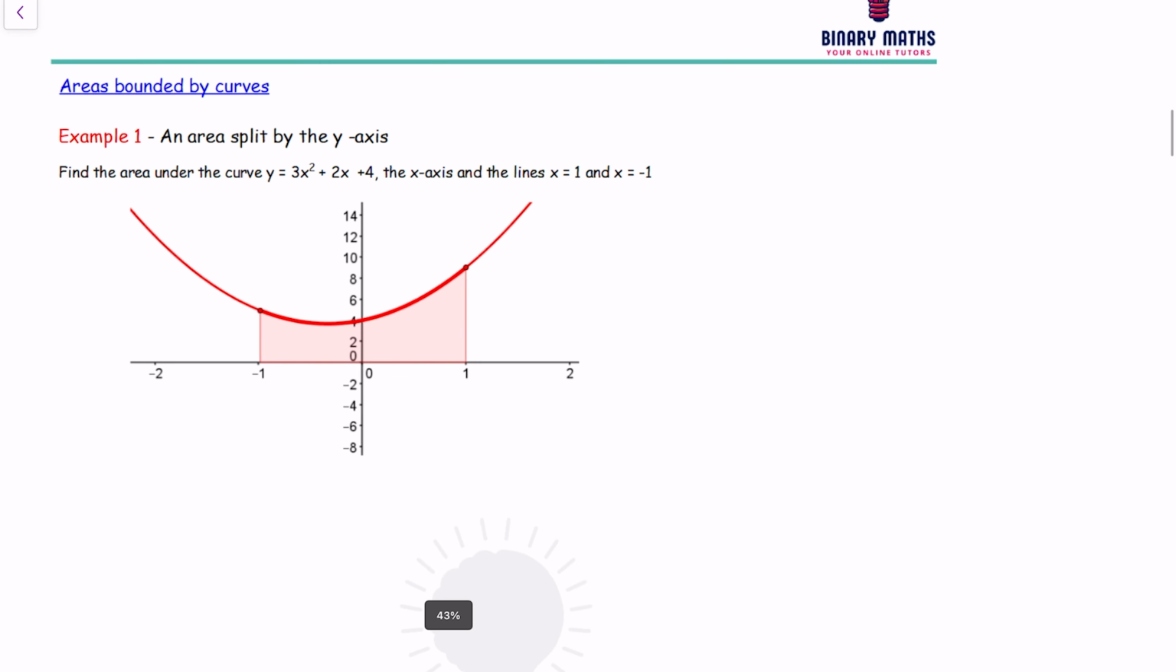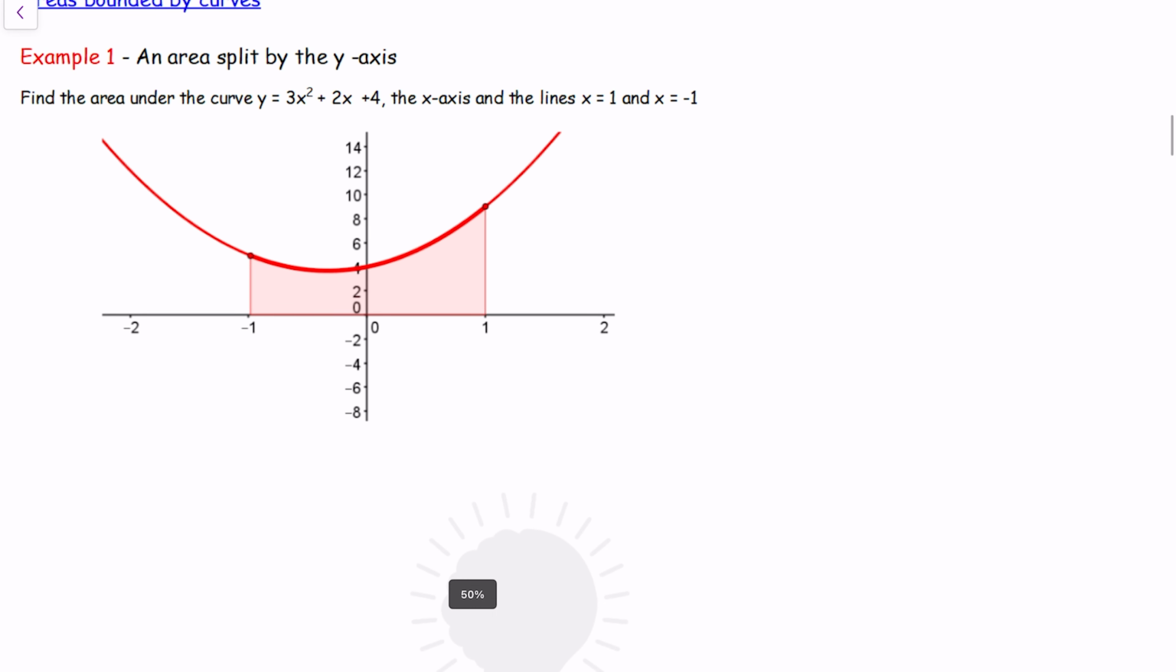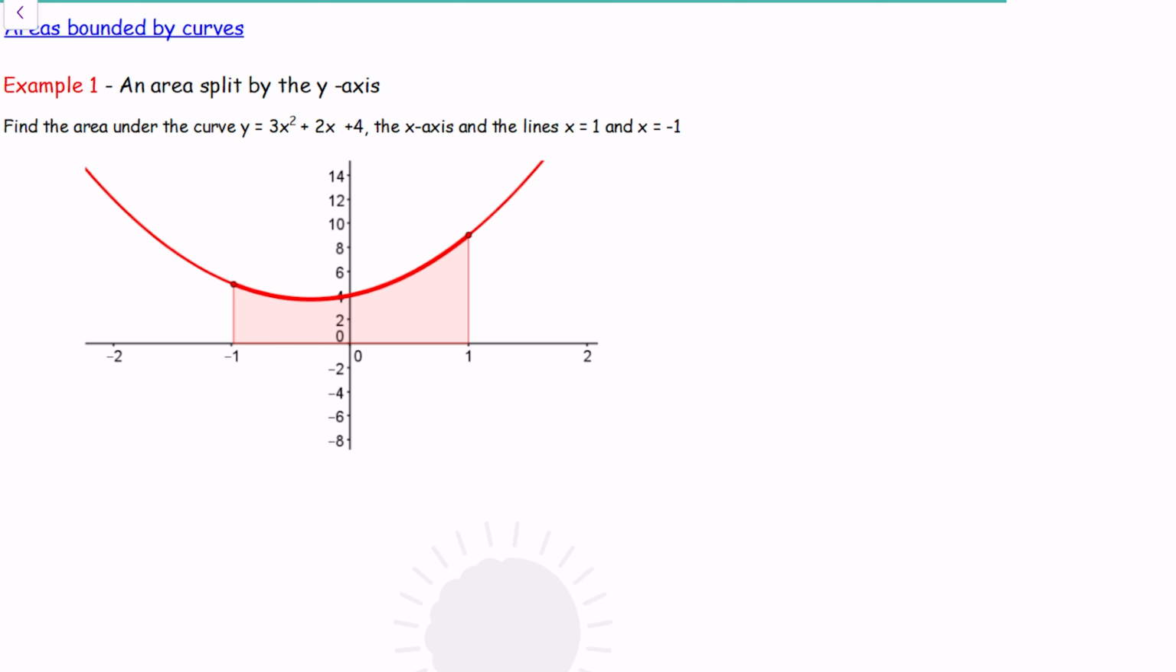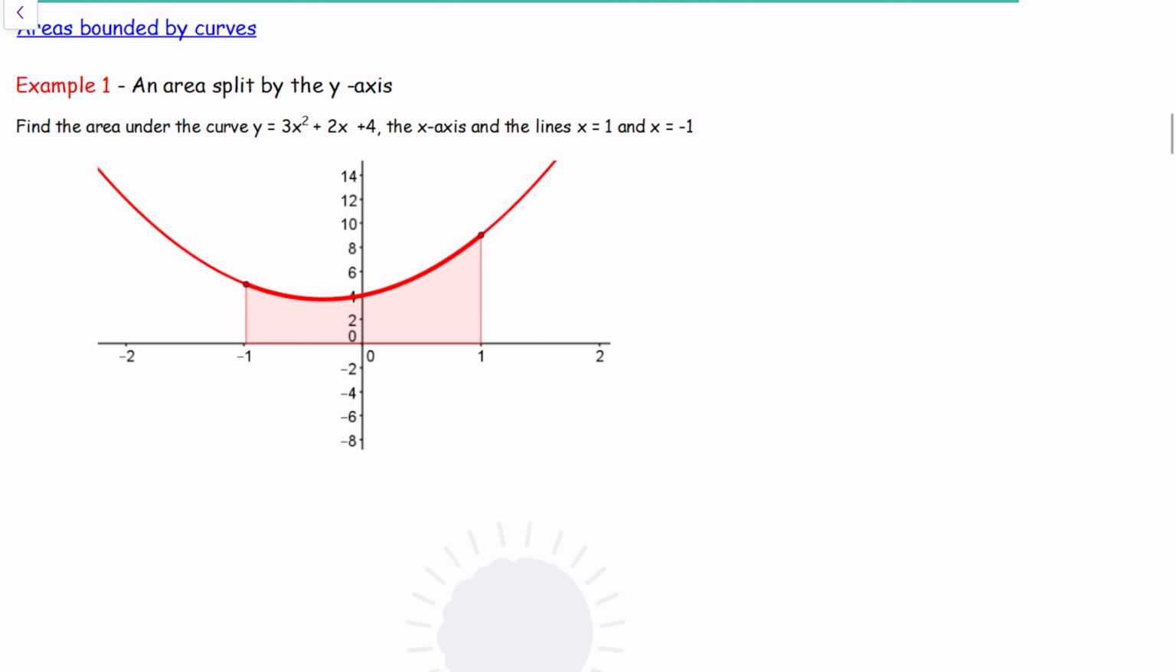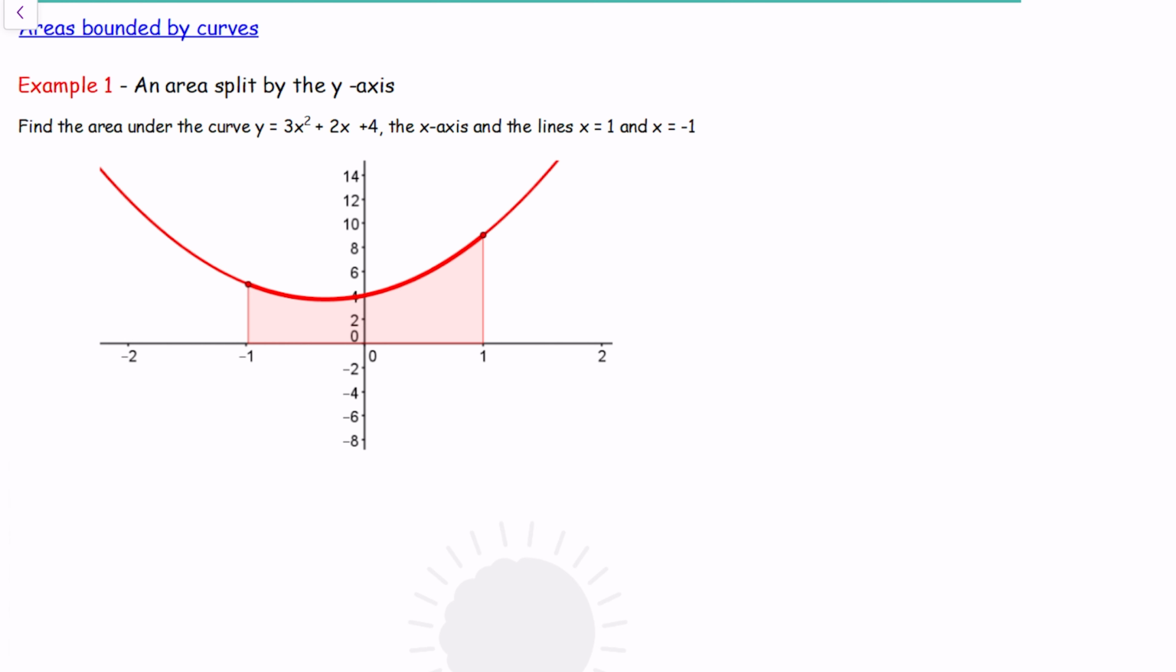Question 3, area bounded by curves. So here's example 1, an area split by the y-axis. If it's split by the y-axis, it doesn't matter. It's one section still, so you can integrate it as one integral. So find the area under the curve y is equal to 3x squared plus 2x plus 4, the x-axis, and the lines x equals 1 and minus 1. So you can see the y-axis is in that region, but it doesn't matter.